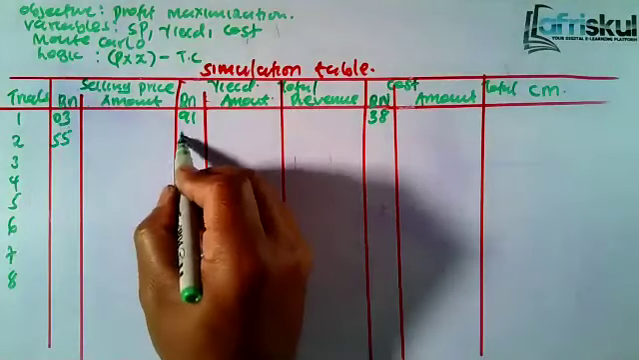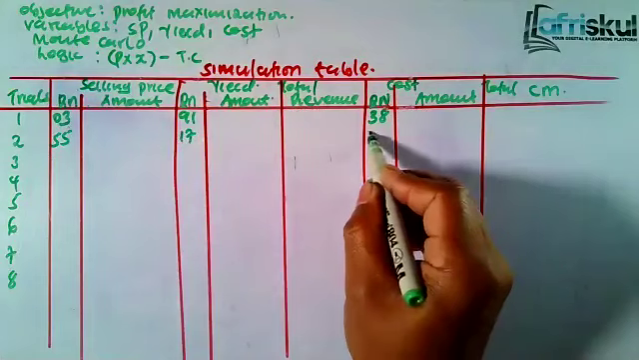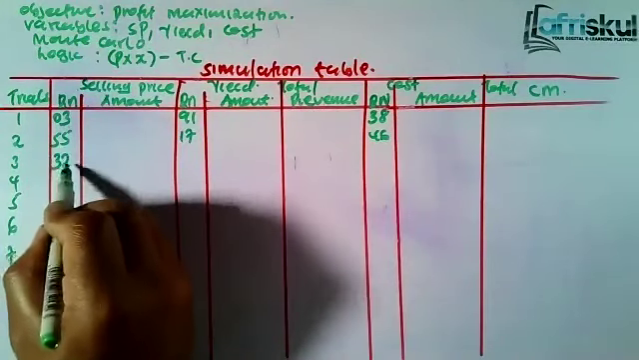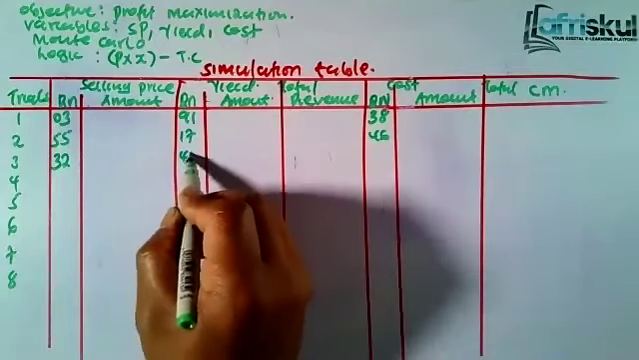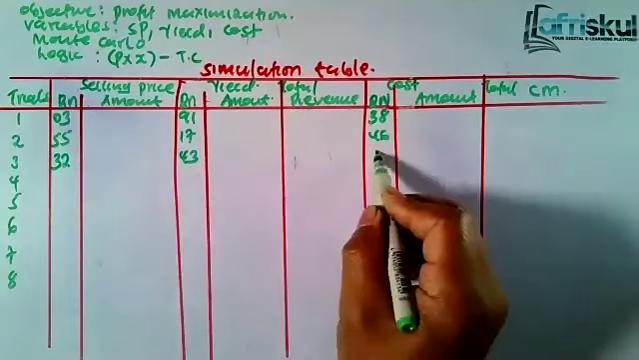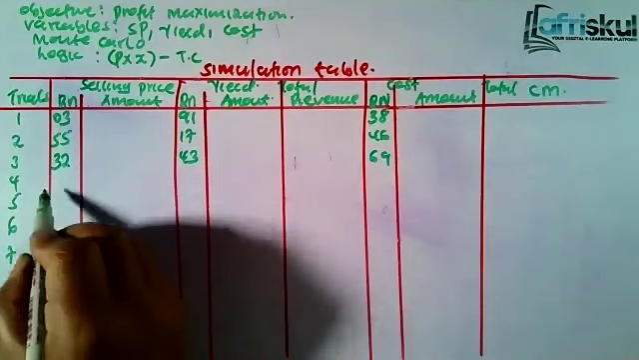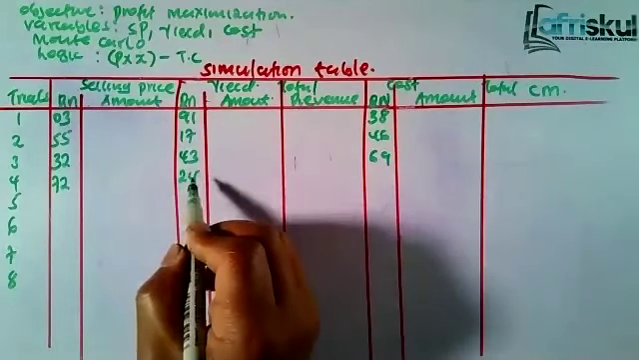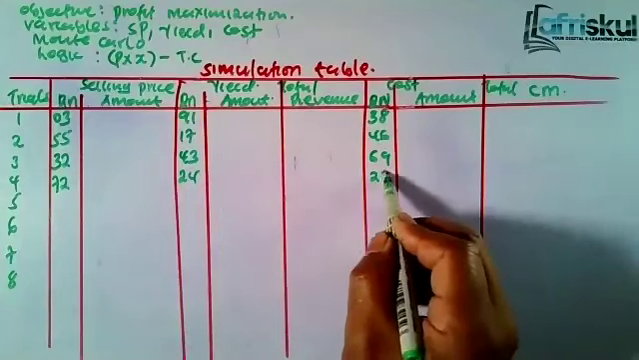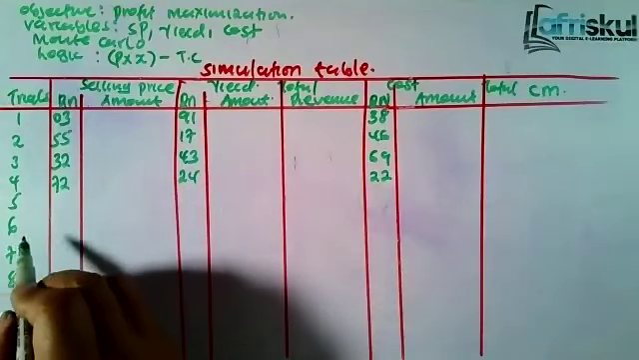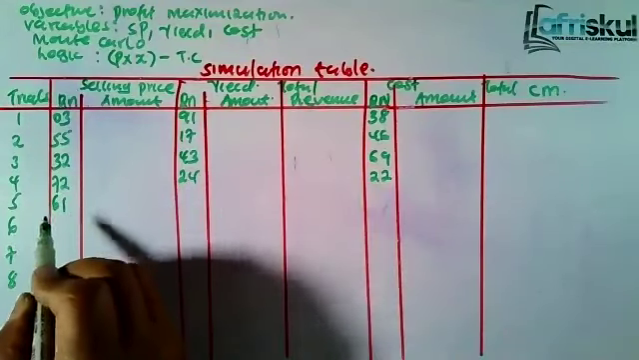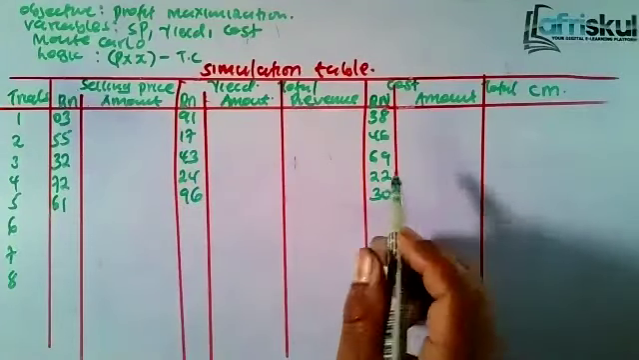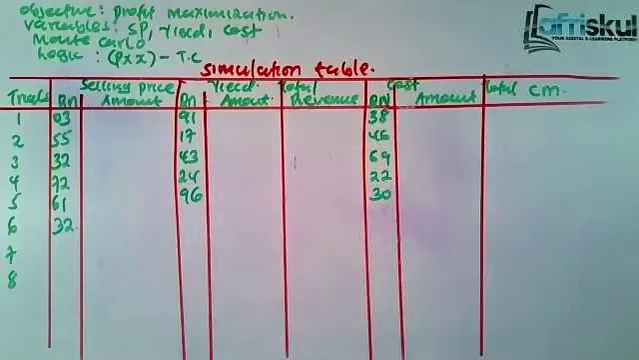55, 17, 46. That 2, 43, 69, 72, 24, 22, 61, 96, 30. 32 zimeishia hapo kwa 32.